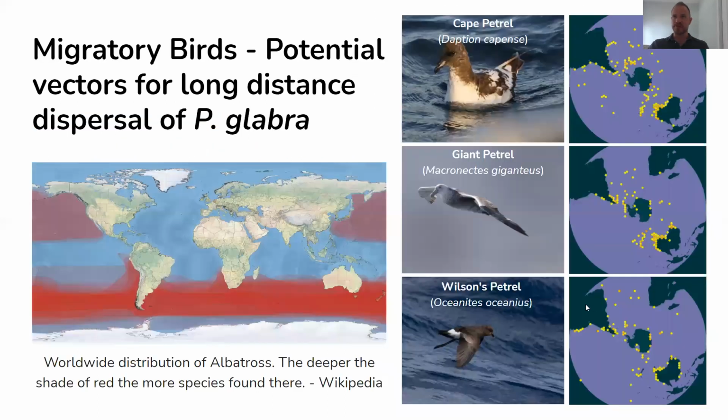Also, migratory birds such as petrels all have overlapping ranges with Pseudocyphellaria glabra. Same with the albatross here, with this density map showing that they're more commonly down in the Southern Hemisphere. Perhaps spores or asexual propagules are being carried by these birds.